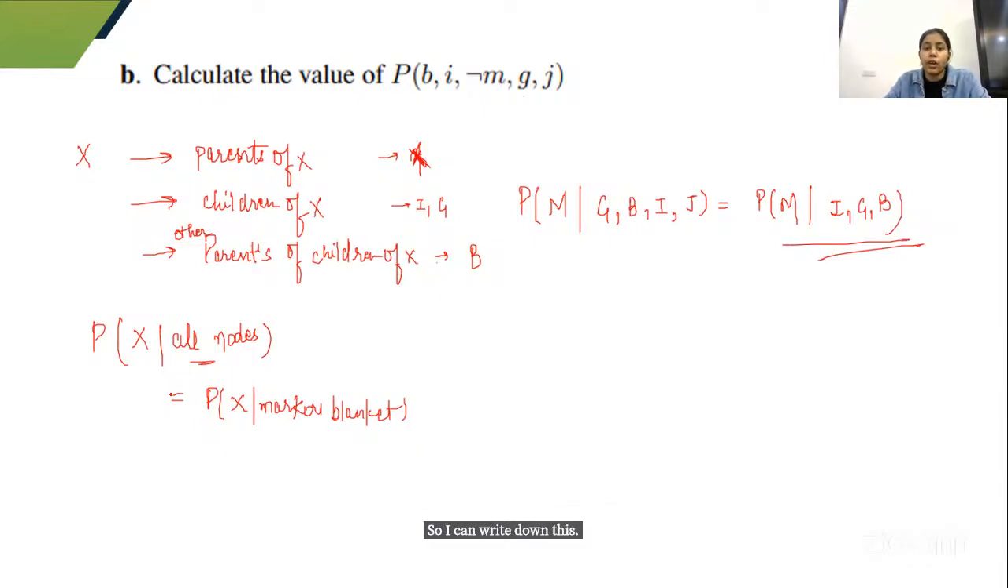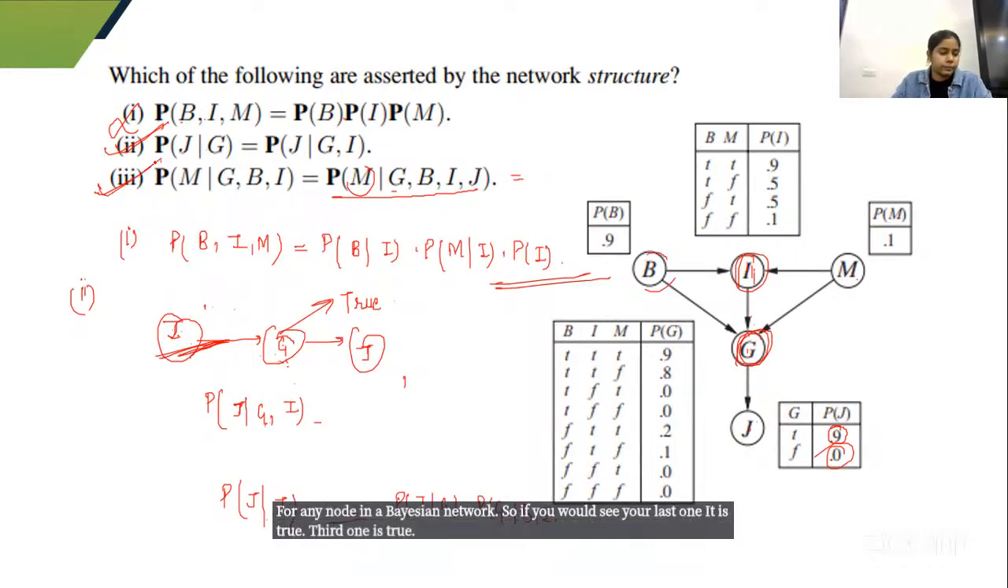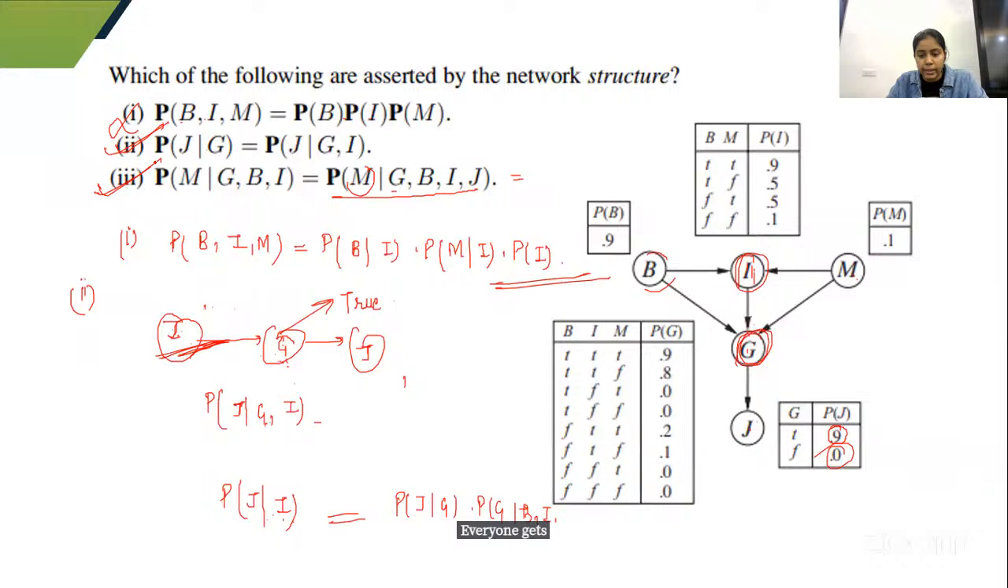Right? Do you get it, guys? For any node in a Bayesian network, I can do that. So if you look at your last one, the third one is true. Does everyone get why this third one is true? Let me know, guys, if there is any confusion in this question. Anyone in the chat section have any question? If not, then we'll move to the next question.